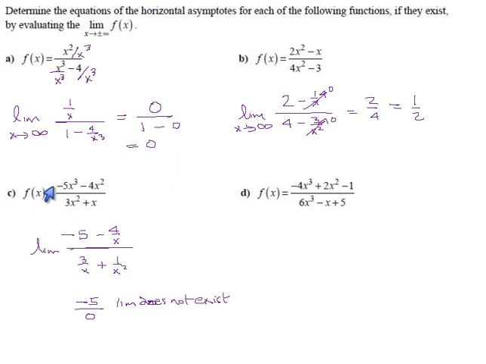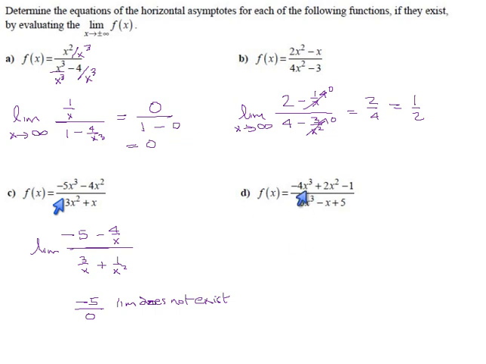And we could have seen that coming because here the degree of our numerator is greater than the degree of the denominator. That means this function is going to increase forever. It's never going to flatten out. This will have a slant asymptote, but it will not have a horizontal asymptote.